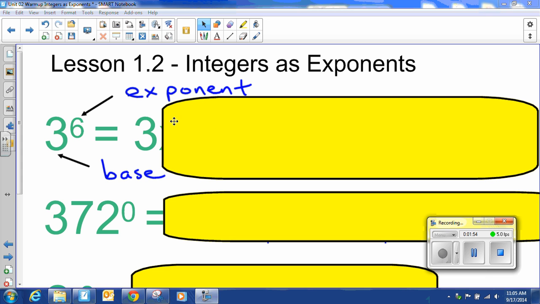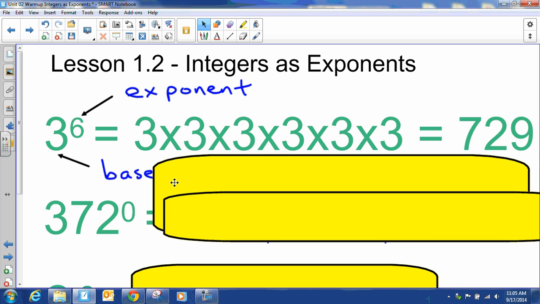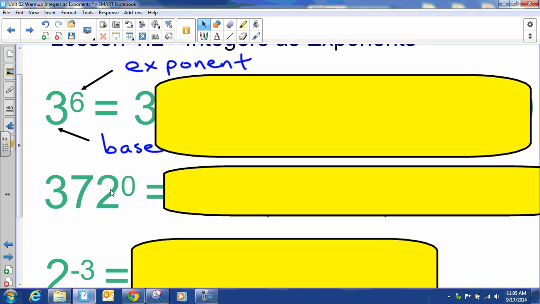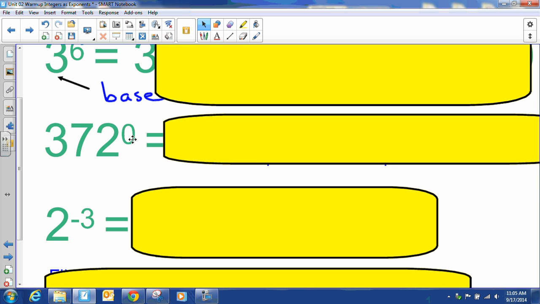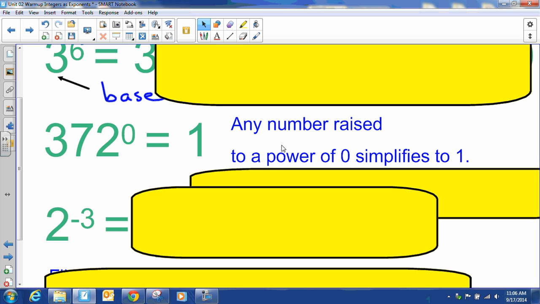So the anatomy of an exponent is that the base is the larger number and the smaller number up in the superscript is the exponent. Okay? We already know that it's repeated multiplication, 3 times 3 times 3 times 3 times 3, which is 729. Anything to the 0 power is always 1. Any number raised to a power of 0 simplifies to 1.